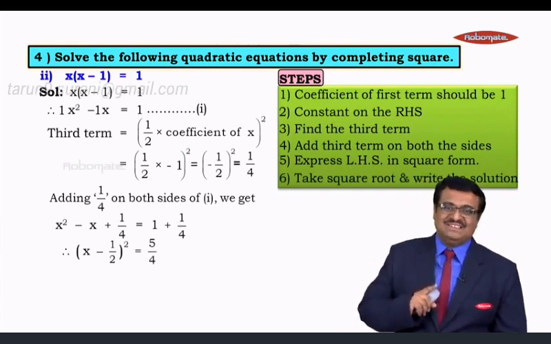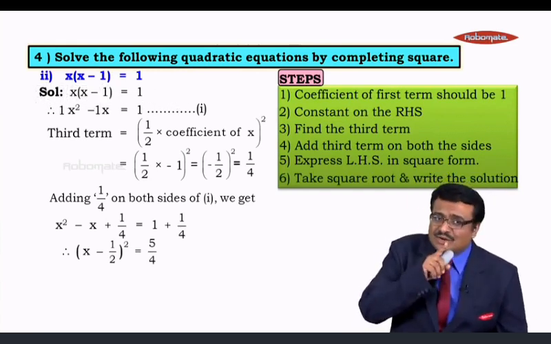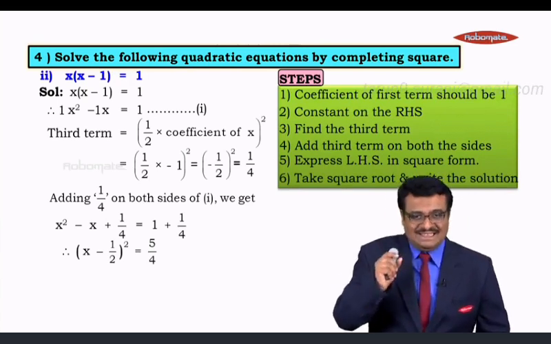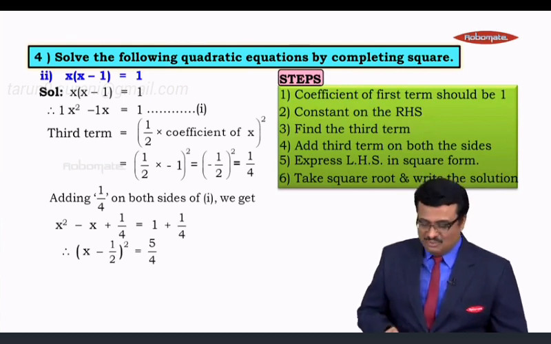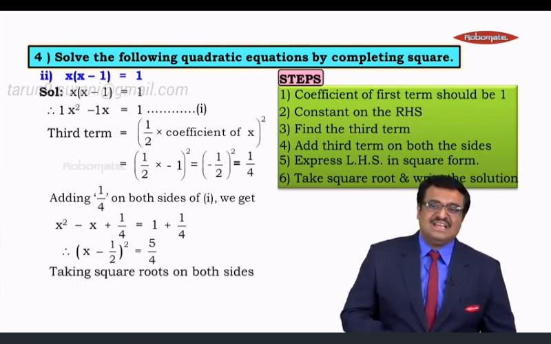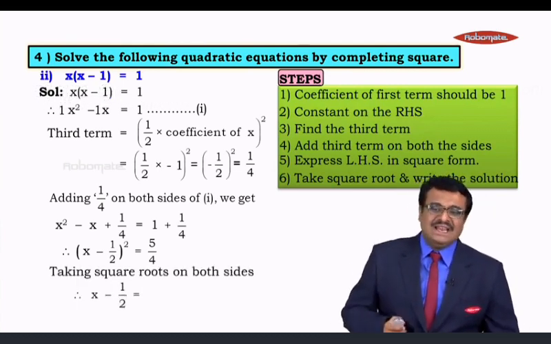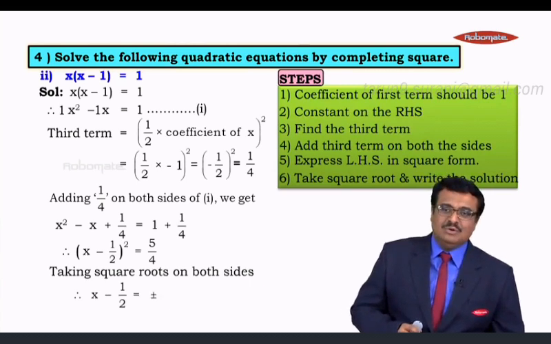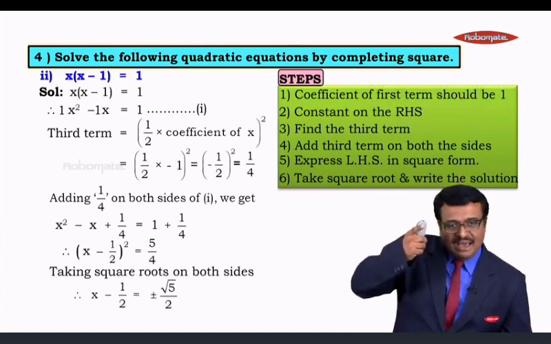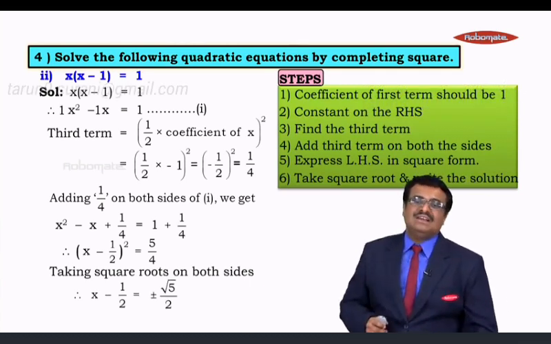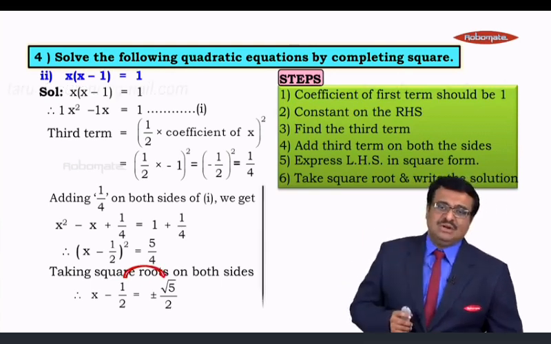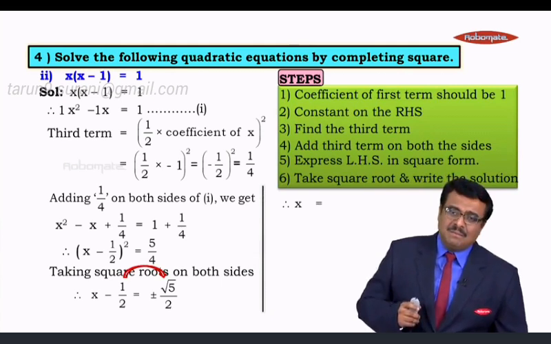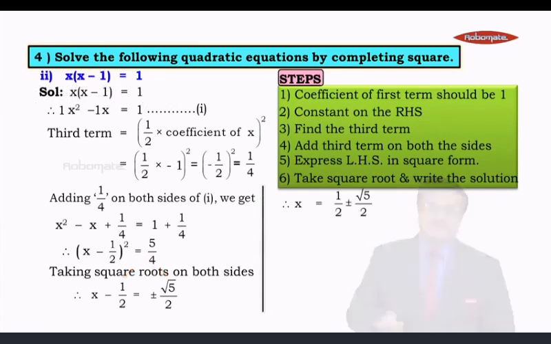The last step is take square roots and write the solution. Why take square roots? Because we need to find the value of x, and x is inside the square. To bring it out, we need to take square roots on both sides. So when you take square roots on both sides, what you get is x minus 1 upon 2 is equal to plus or minus root 5 upon root 4. Root 4 is nothing but 2. And minus 1 upon 2 goes to the right side. So what you get is x is equal to 1 by 2 plus or minus root 5 upon 2.